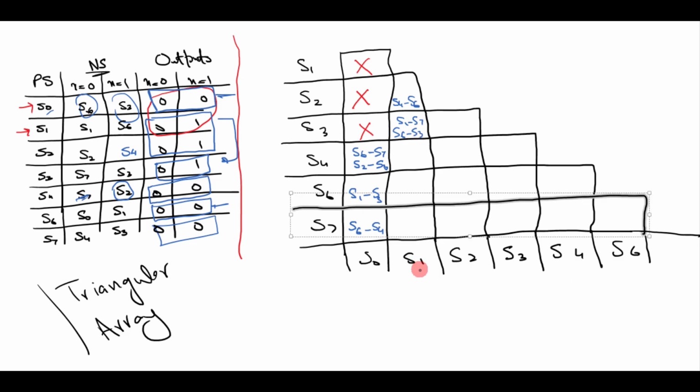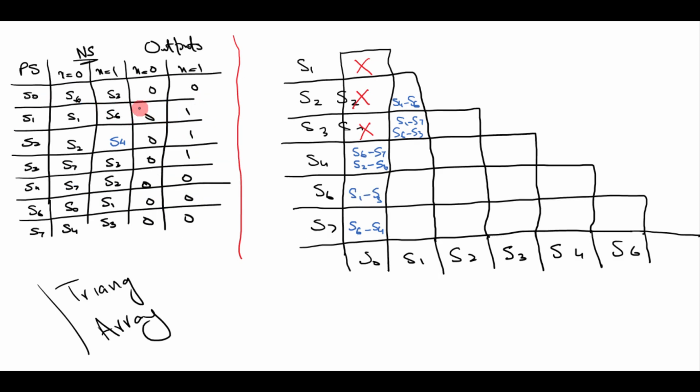Now come to S1 and S4. Here S1 and S4 have different outputs, so they cannot be equivalent. Similarly, S1 and S6 cannot be equivalent, and S1 and S7 cannot be equivalent because they have different outputs. Now come to S2 and S3. They have the same outputs. So these states can be equivalent only if S2 and S7 are equivalent and S4 and S3 are equivalent.